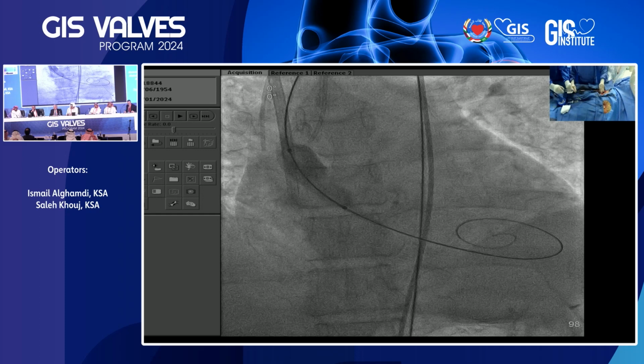Okay. Another big syringe, guys. Syringe only. So you're pacing over the Safari wire in the LV. Can you show us the picture of the balloon inflated? Did you see that? Please.